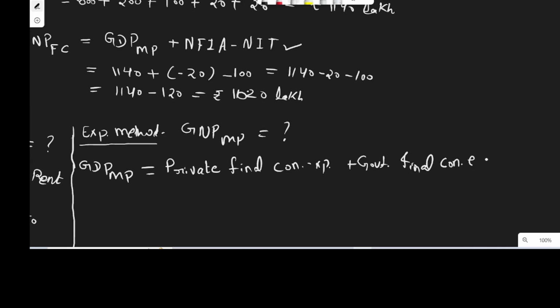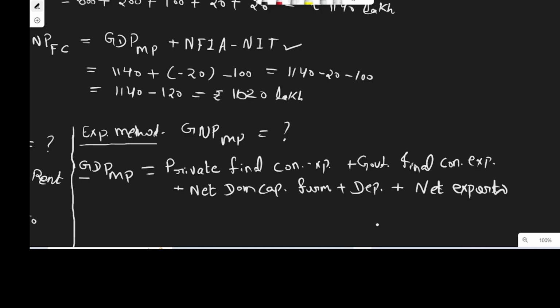Plus we need gross domestic capital formation, but as we have seen in the question, we are given net domestic capital formation. So to make it gross, because it is gross here, to make it gross, we add depreciation, and final thing is net exports, or exports minus imports. But we are given net exports, so I am writing net exports. Now I just need to put the values, and the answer will be obtained.